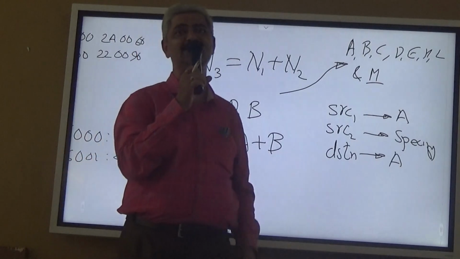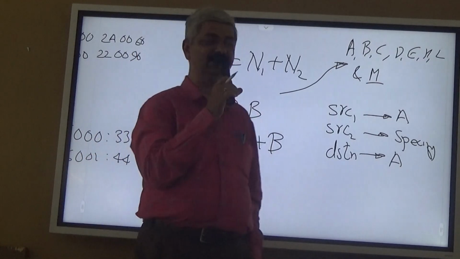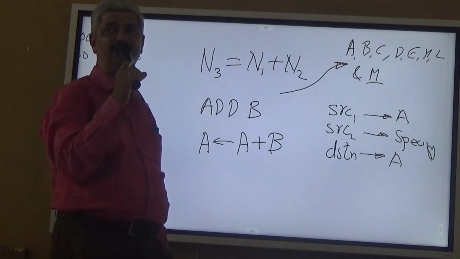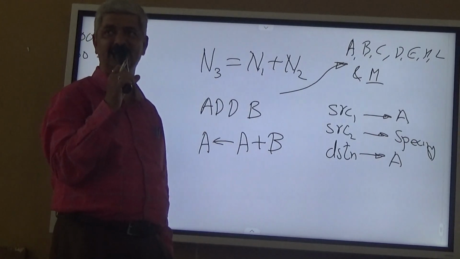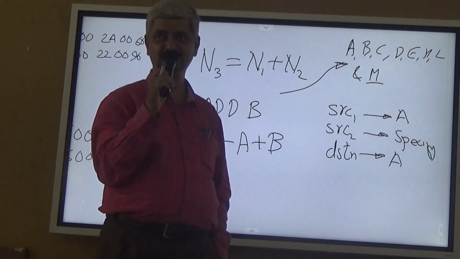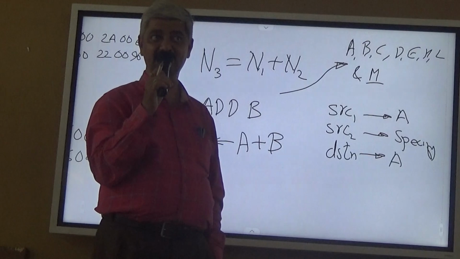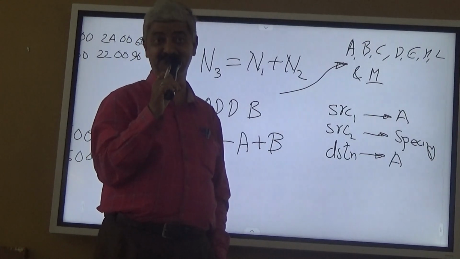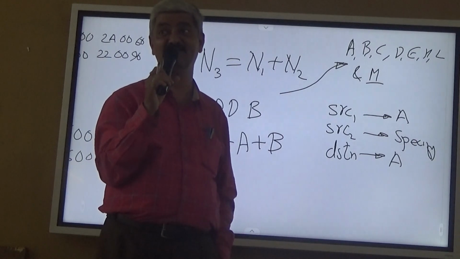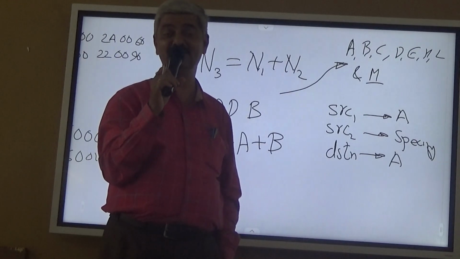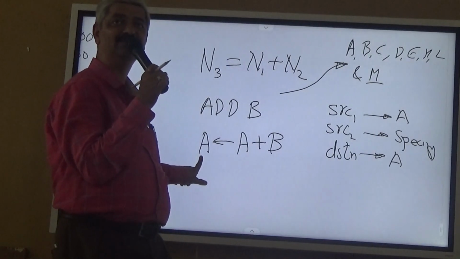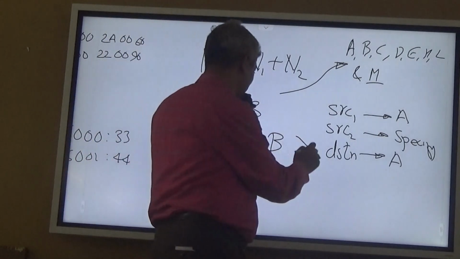So how many bits is the accumulator? 8 bits. How many bits is register B? 8 bits. And if I add two 8-bit numbers, what is the result? The addition of two 8-bit numbers can be a 9-bit number, and if I provide only 8 bits, then this is not correct.